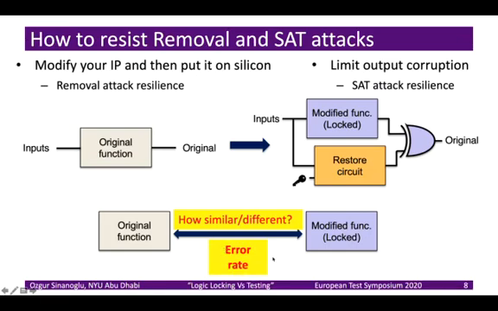So error rate is a good metric to capture how similar or how different the original function and the modified functions are. And error rate is a good metric in the sense that we can quantify resilience to different classes of attacks, all in terms of error rate. So by just looking at this metric, we can actually talk about how resilient our logic locking scheme is to this attack, or to that attack, to SAT attack, to removal attacks, etc. So this is the right metric to look at.